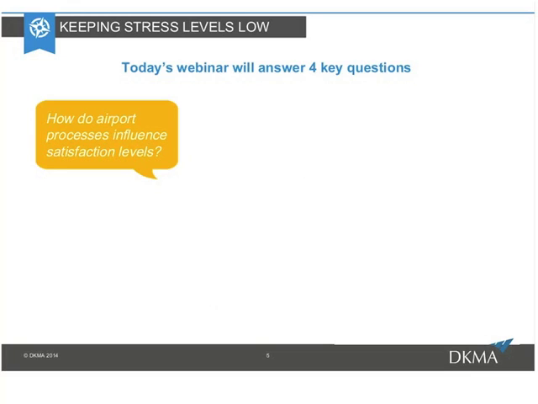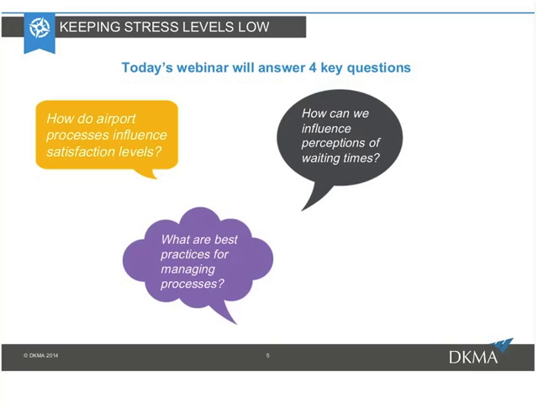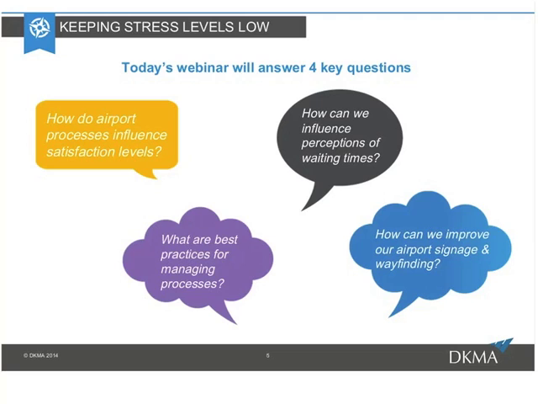We'll be looking at how you can influence passenger perceptions of waiting times, how you can better manage your queuing to influence the amount of time passengers think that they're having to wait in your queues. We'll be looking at best practices for managing key airport processes, and we'll also be focusing on understanding airport wayfinding, which is also one of the key airport processes and one of the key sources of stress in airports. We'll be looking into more detail at the best practices for managing wayfinding.